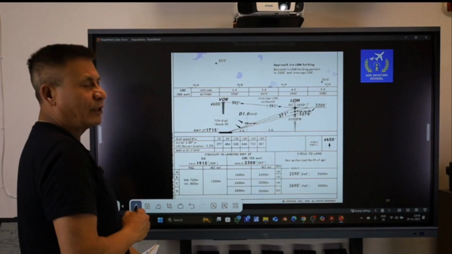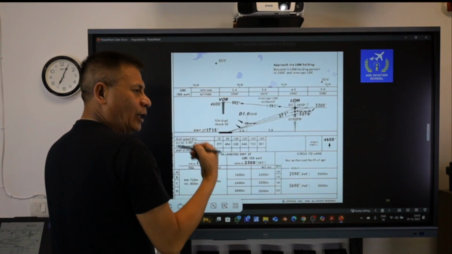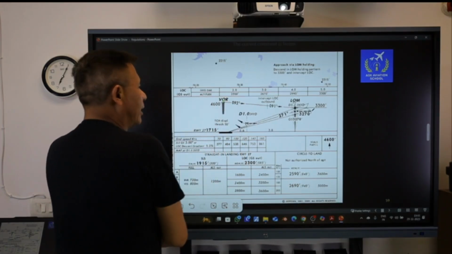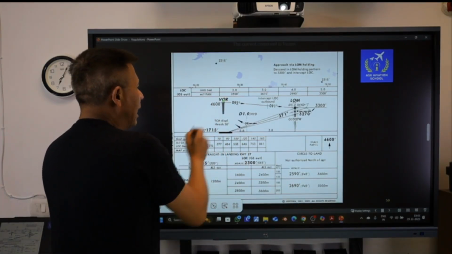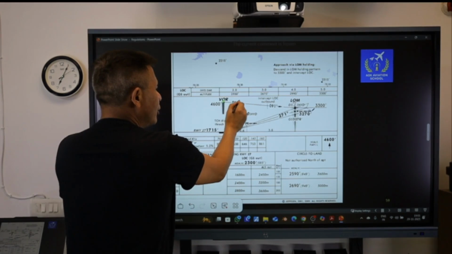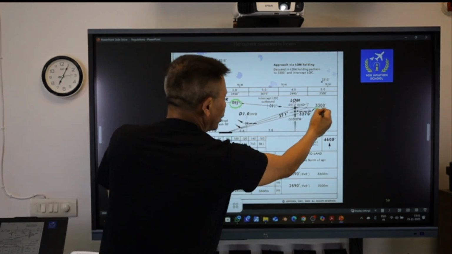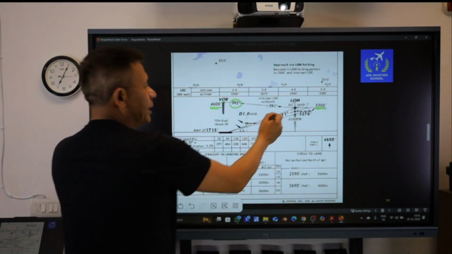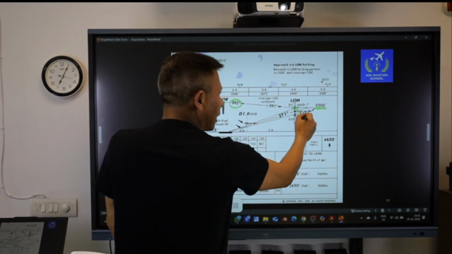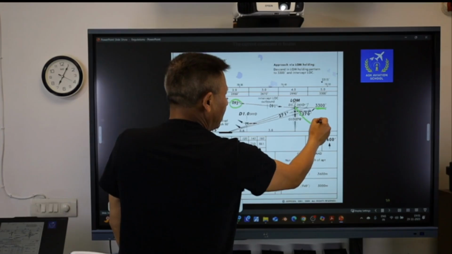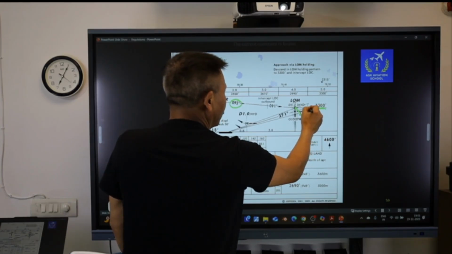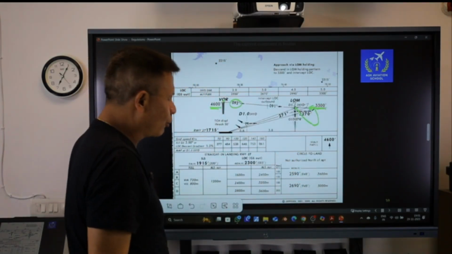In this vertical profile, once I am cleared to proceed outbound over the VOR at 4,600 feet, I will be flying on a track of 092 and descending from 4,600 to 3,300 feet. Here I will be carrying out the right procedure turn and then coming over here and will intercept the final approach course here.